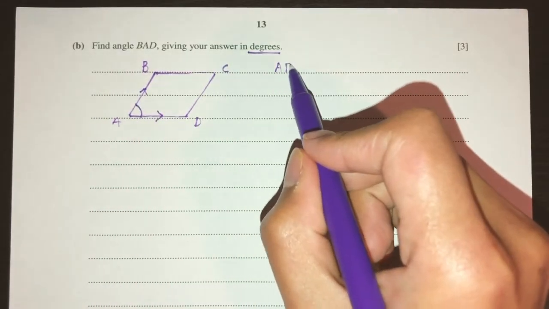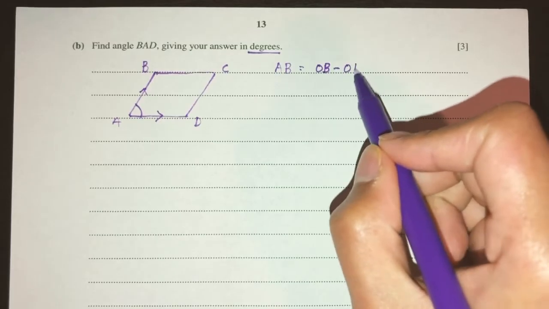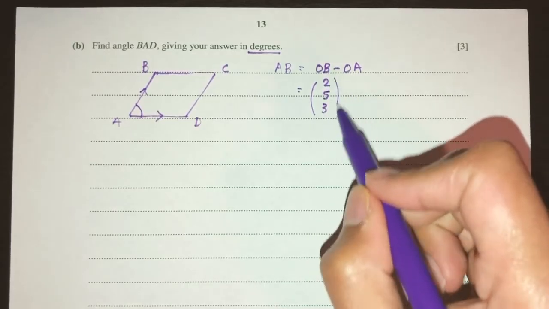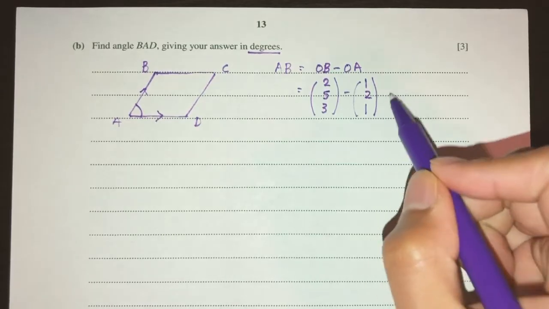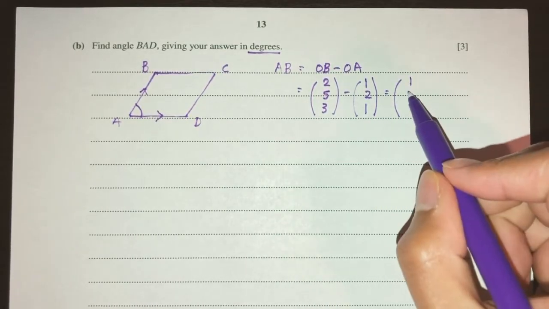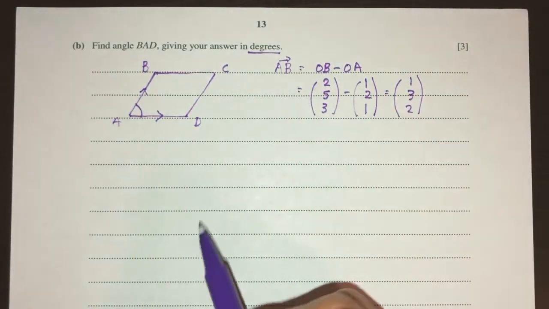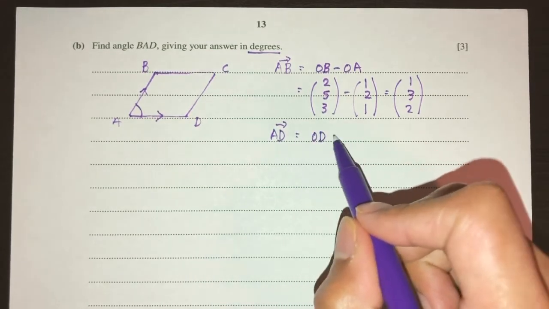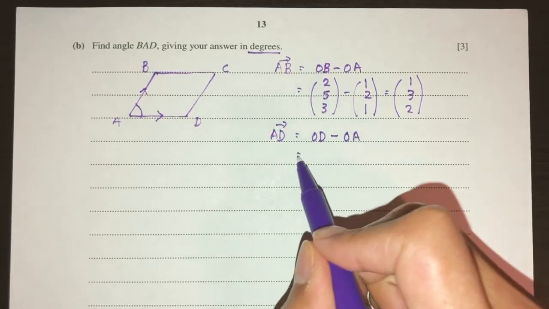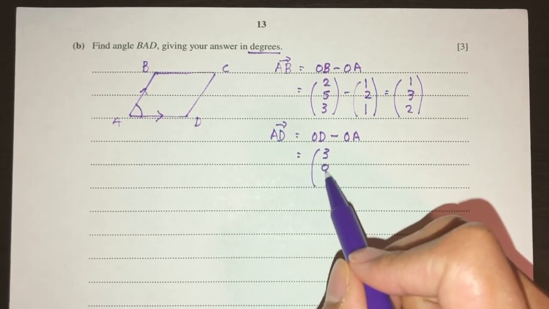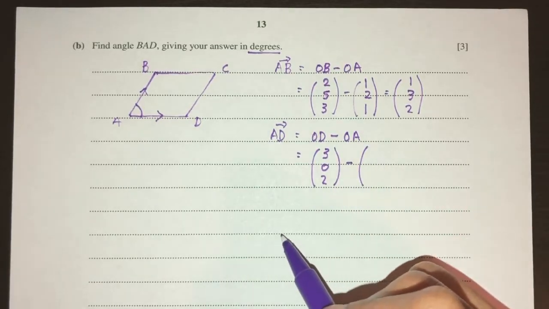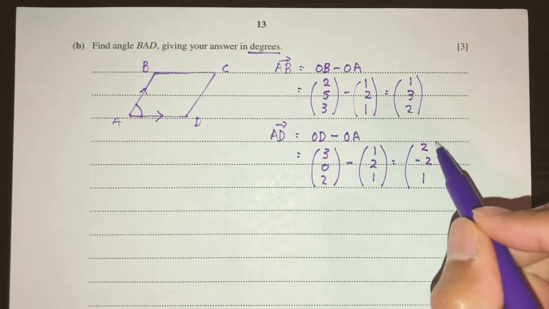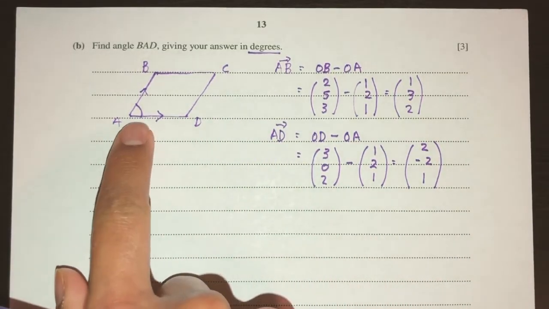So we have to find AB, which is OB minus OA. And that is from part 1, you know OB is 2, 5, 3. OA is 1, 2, 1. So AB will be 2 minus 1 is 1, 3, 2. That is direction of AB. And then we have to find the direction of AD. AD is given to you by OD minus OA. Now OD is 3, 0, 2 minus OA, which is 1, 2, 1. That will be 2, minus 2, and 1.